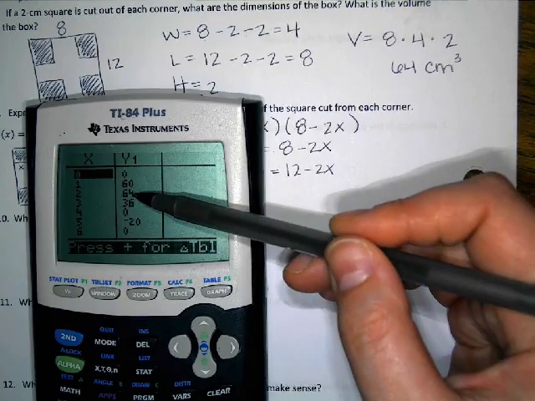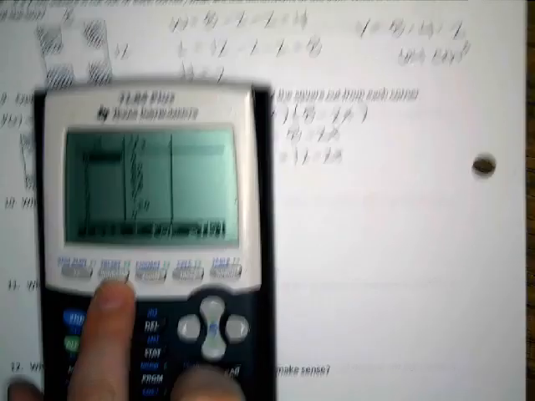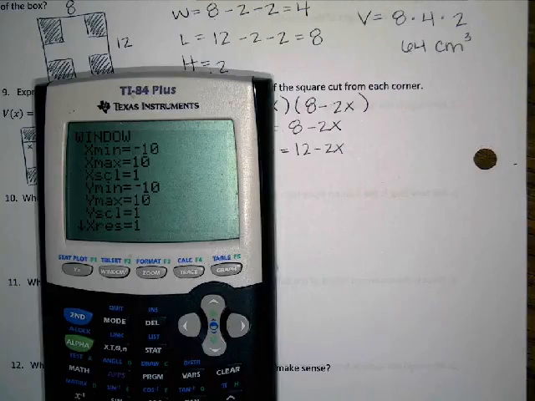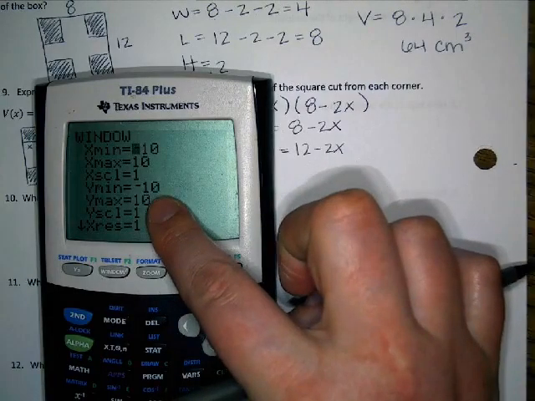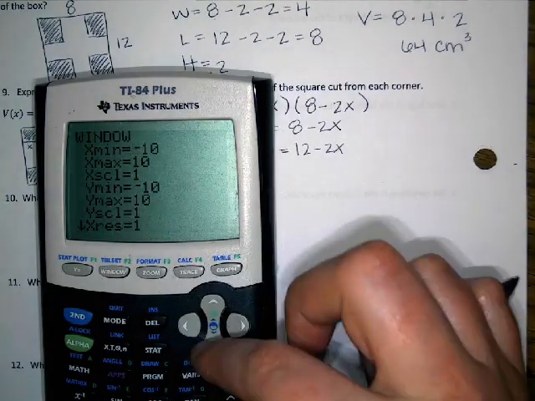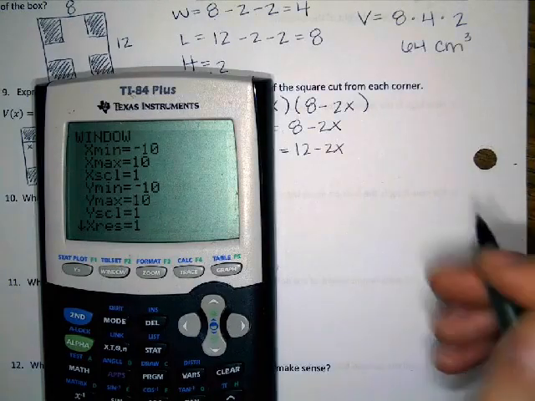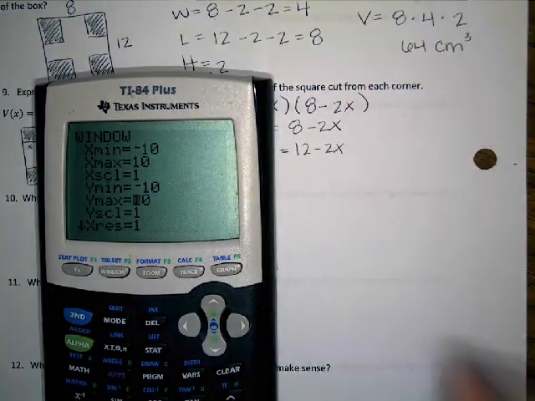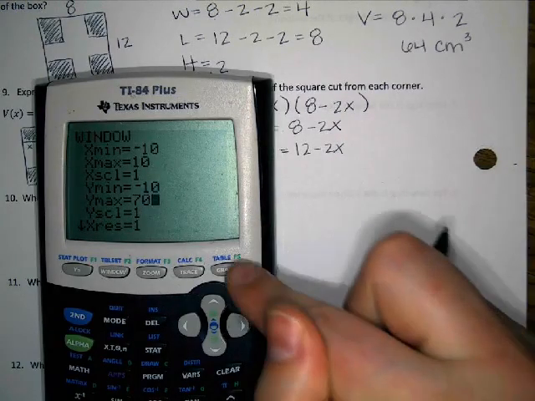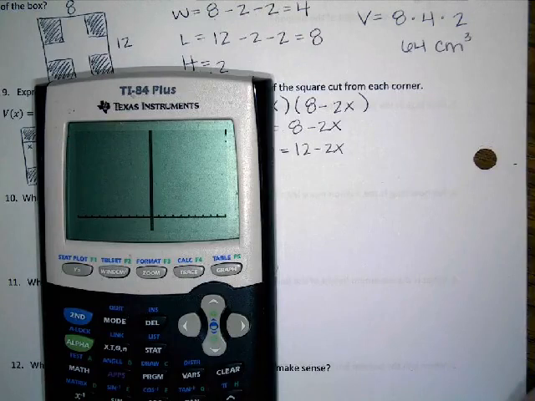So I'm going to hit the window button, and I'm going to go down to my Y max. My bigger Y values need to be bigger than 64. And what's a good number that's bigger than 64? Maybe 70. I wouldn't do 65 because that's barely bigger than 64. That's going to barely be big enough. I usually do a little bit bigger than the number so that I have some wiggle room. So I put in 70 there, and now I'm going to hit graph. And I should be able to see everything that I want to see. So I can see the whole graph.